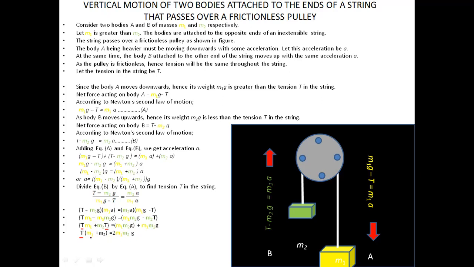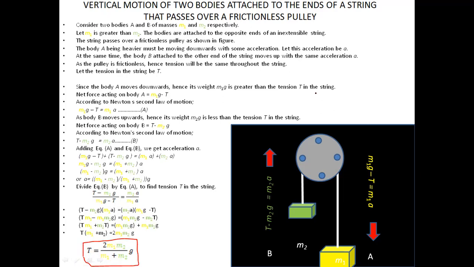If we want to find out the value of T, we'll take M1 plus M2 to the other side. It will divide and it will be written as T is equal to 2M1 M2 divided by M1 plus M2 into G. This is the equation for the tension in the string when it was passing over the pulley under the action of gravity.